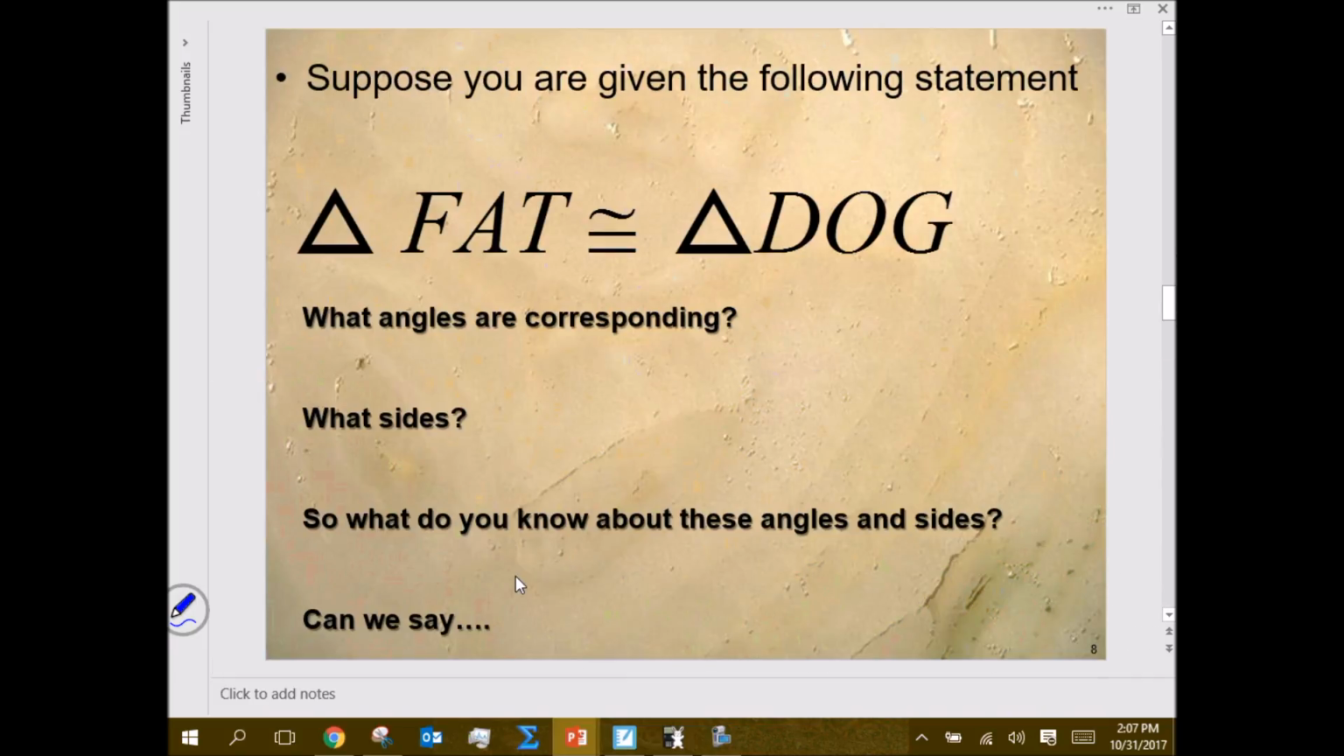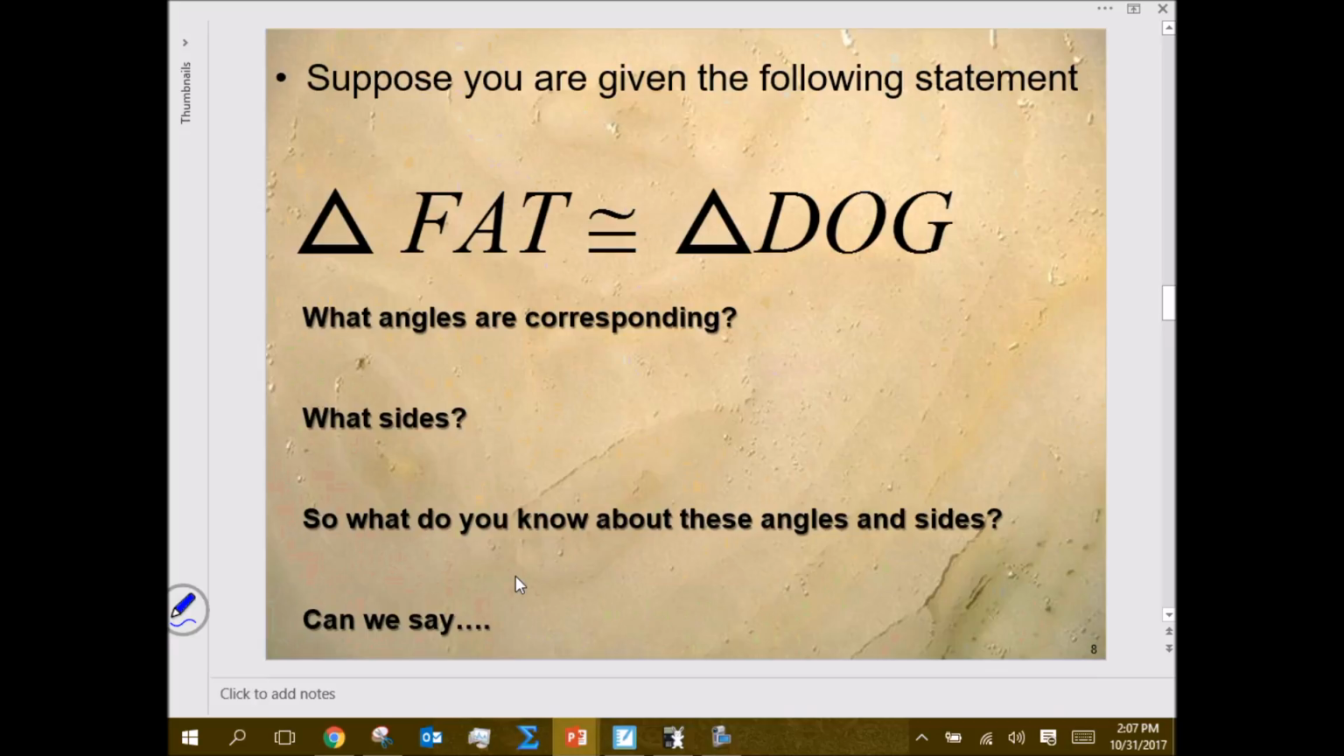All right, so when we get to this, if I give you these two triangles, triangle FAT and triangle DOG, and I tell you they're congruent, what is angle F congruent to? Angle D. What's angle A congruent to? Angle O. What's angle T congruent to? Angle G, okay? That's pretty easy, right?